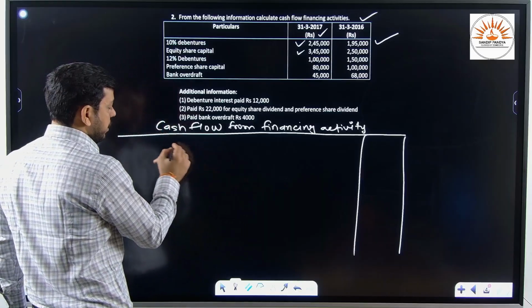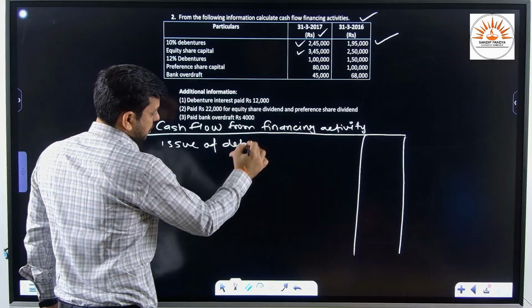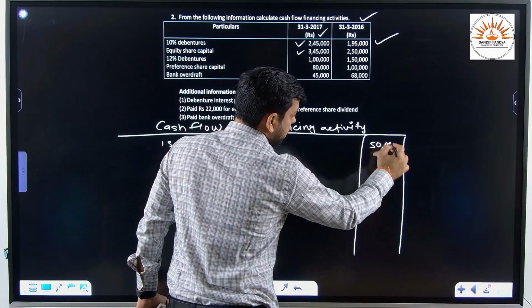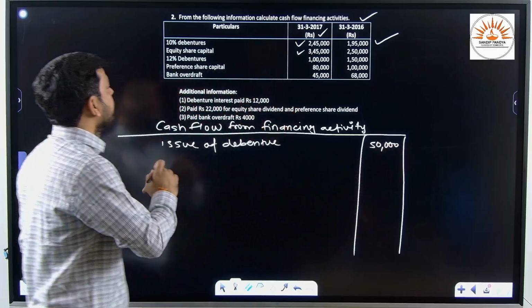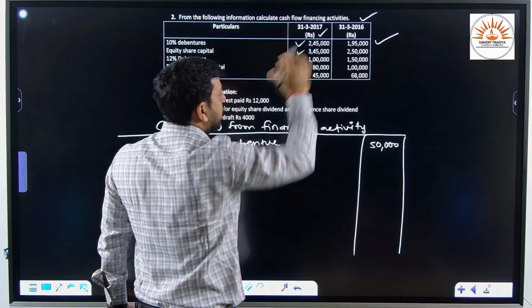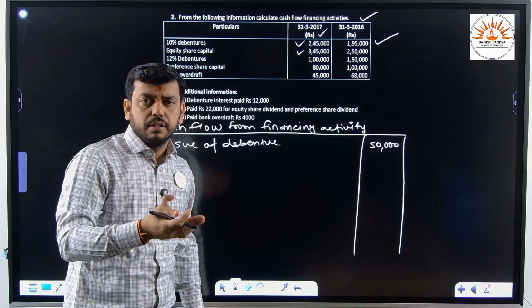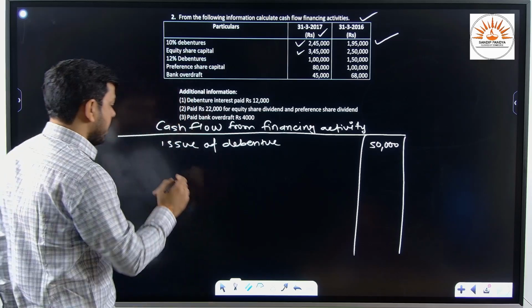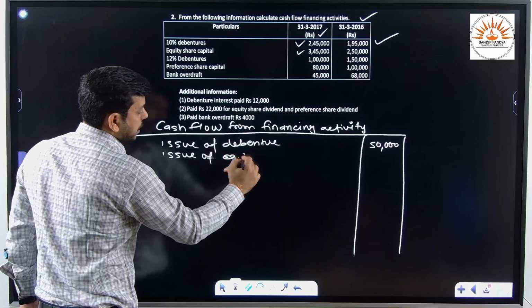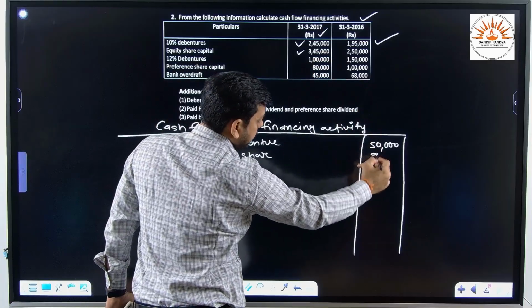So what shall we call it here? Issue of debenture, that is rupees 50,000. And as I told you, this is a positive flow. That means cash comes in. Equity share capital, as you see, was 2,50,000 and it became 3,45,000. In the same way, we have issued additional shares and received the cash. So we shall write issue of equity shares. The difference is 95,000.